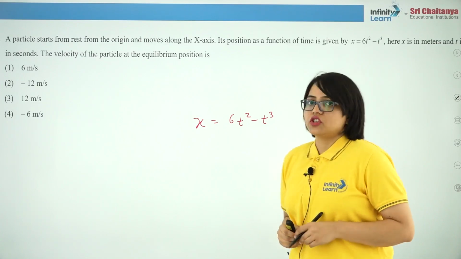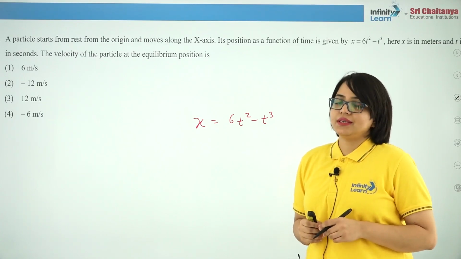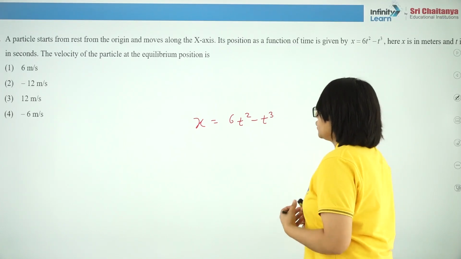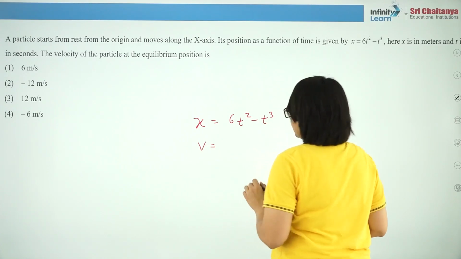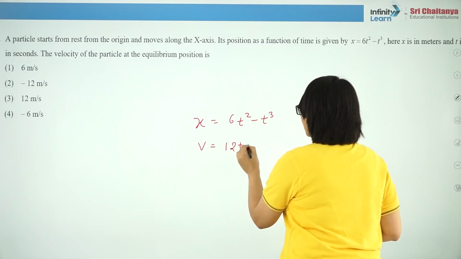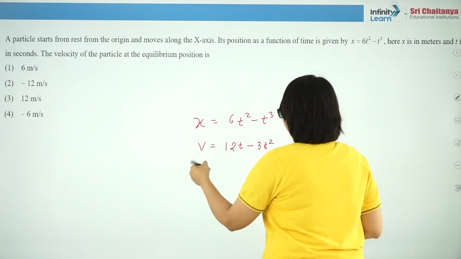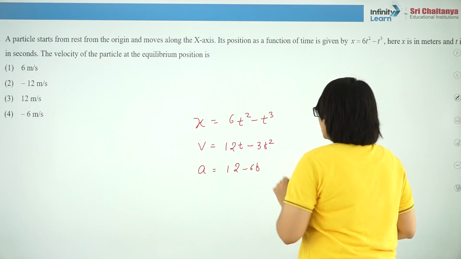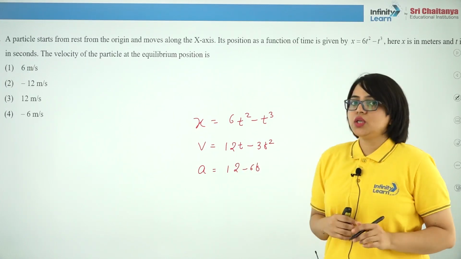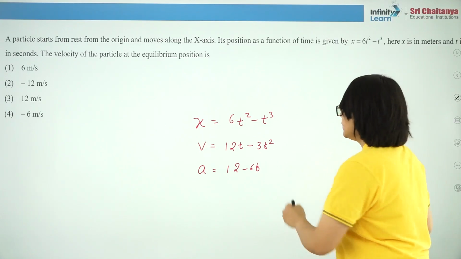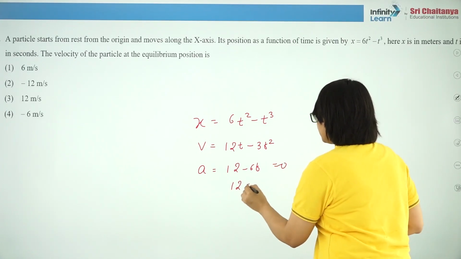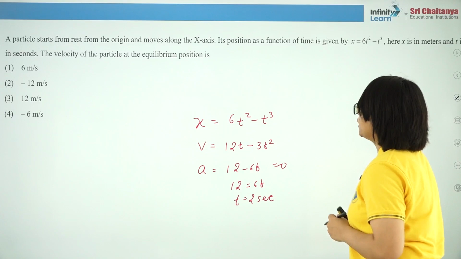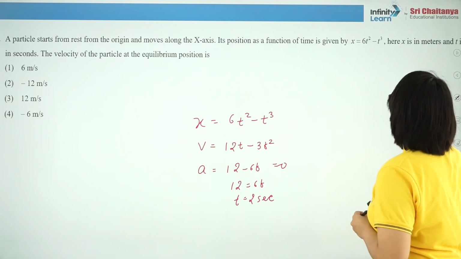So, at equilibrium position, net force on the particle will be 0. If force is 0, that means acceleration of the particle will be 0. So, let us find acceleration first. On differentiating x, you will get velocity which is 12t minus 3t square, and on further differentiating velocity, you will get acceleration which is 12 minus 6t. At equilibrium position, m into a will be 0, that means a will be 0. So, 12 is equal to 6t and t will be 2 second. At t is equal to 2 second, particle will be in its equilibrium position, right.